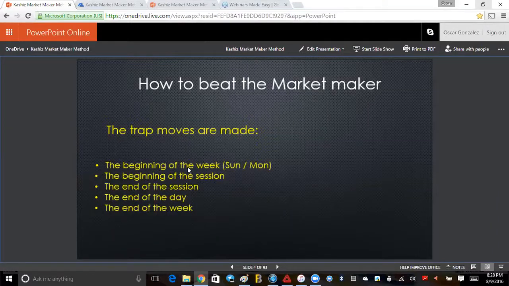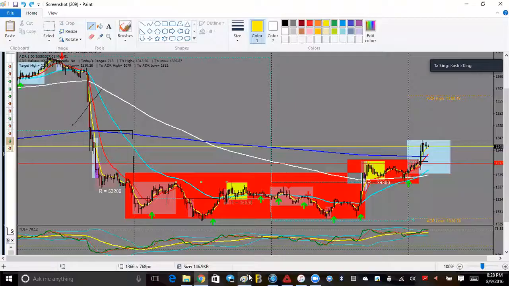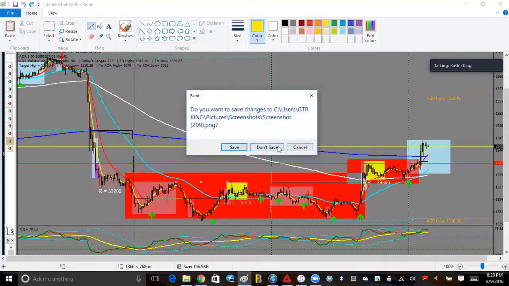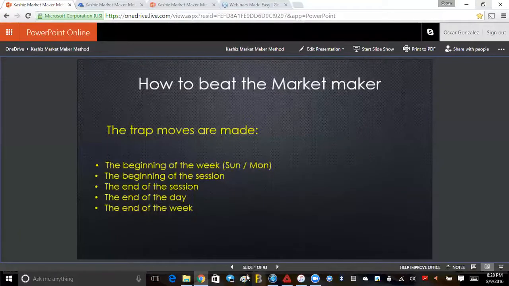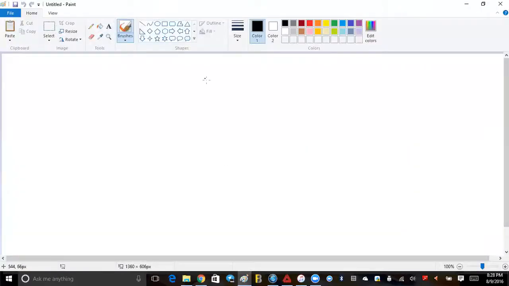Example, the beginning of the week, Sunday, Monday. Let me show you something real quick for that. Here's just a small illustration of what I mean by trap move Sunday, Mondays, okay? So just pay close attention. All right. I failed art, by the way, so excuse my art, it's really crappy. But here you go. Sunday.